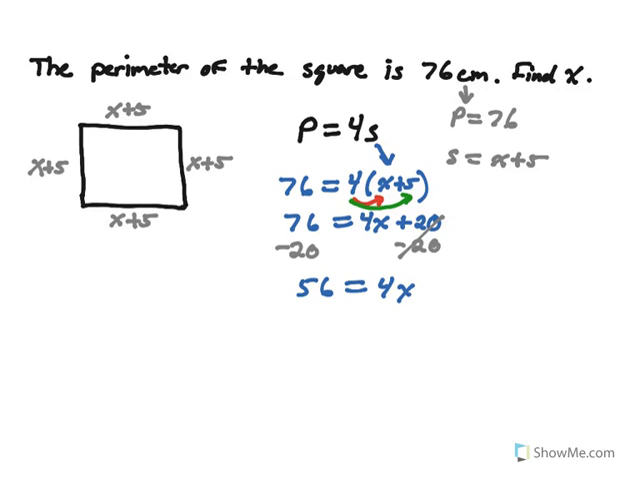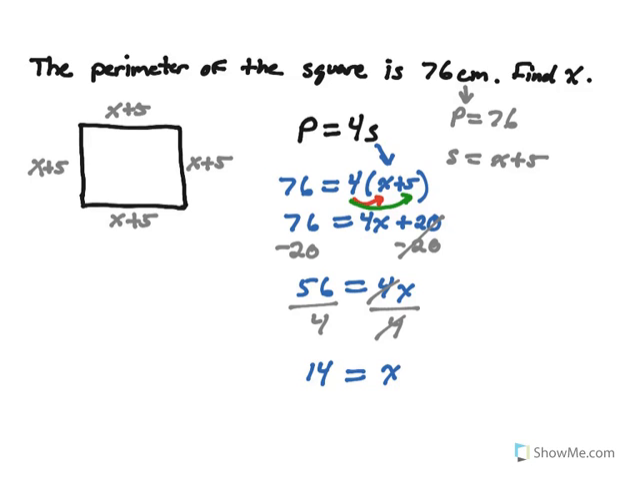Then I divide both sides by 4 so that the 4's will cancel. And then I'm just left with x equals, and 56 divided by 4 is in fact 14. So x is 14, okay? 14 centimeters, that's what x is, okay?